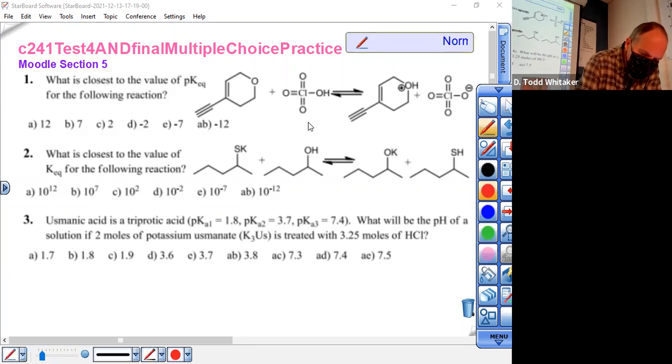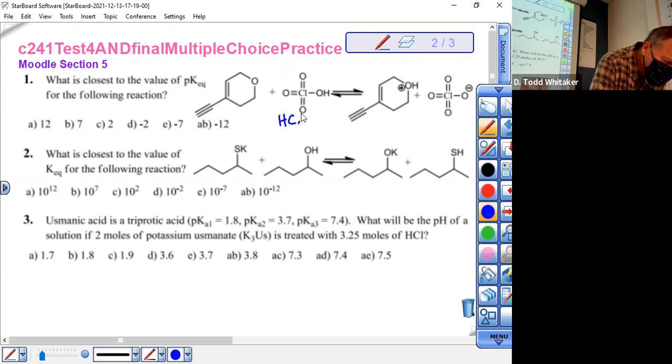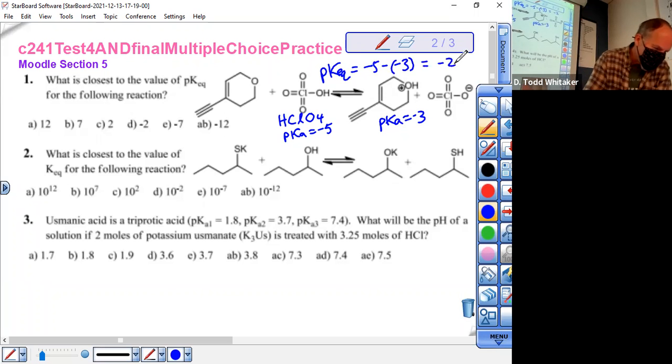If you don't recognize this as HClO4, then there will be a little trouble, right? pKa equals -5. That's one of our strong acids. This is an oxonium. pKa is -3. pKeq, -5 minus -3. Careful. That's -2. And there's our answer.